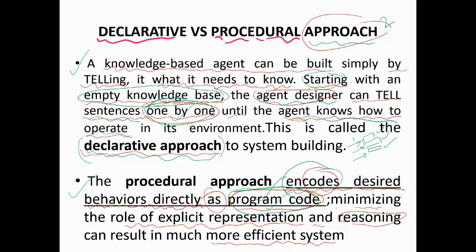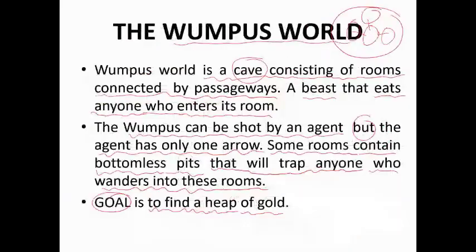The other thing is that it will minimize the role of explicit representation. Minimizing the explicit, clear representation and the reasoning can result in a more efficient system. Usually in this way the system becomes more efficient if your program is very intelligent and working in a very good, efficient way, right? So everything depends on the program actually. Okay, let's go to the next one.